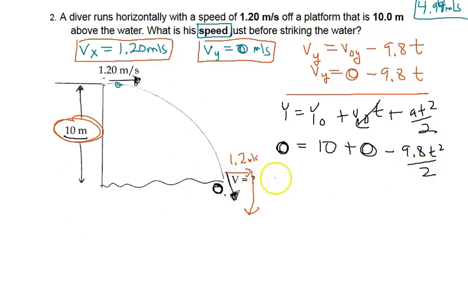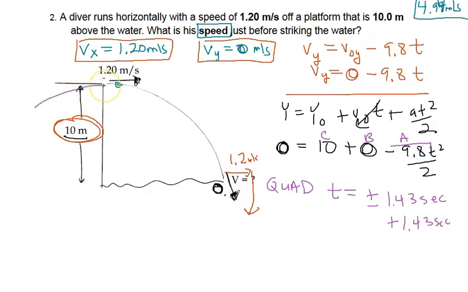All right. Then we're ready to do the quadratic. This is A, B is 0, C is 10. And you get plus or minus 1.43 seconds. Clearly, we want the positive time.